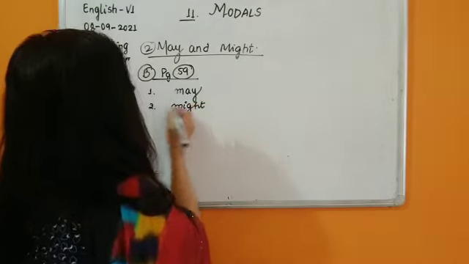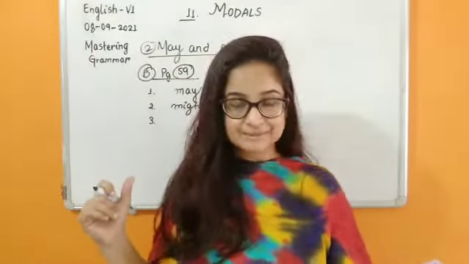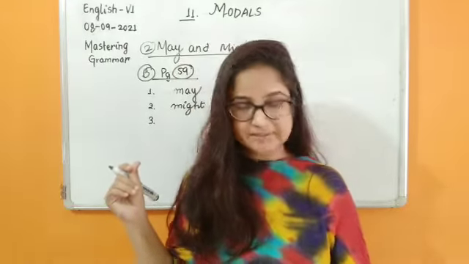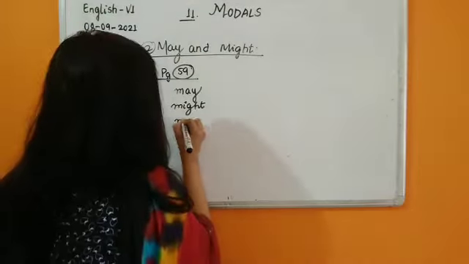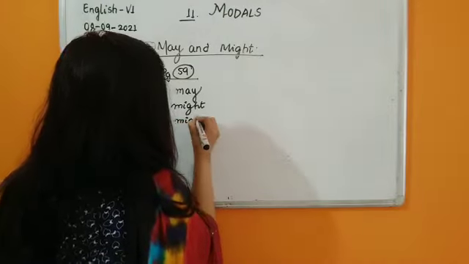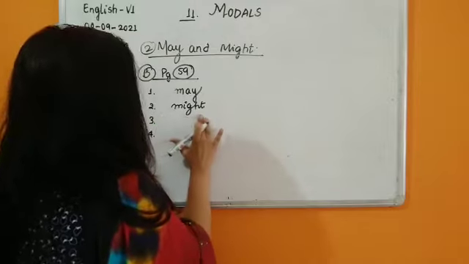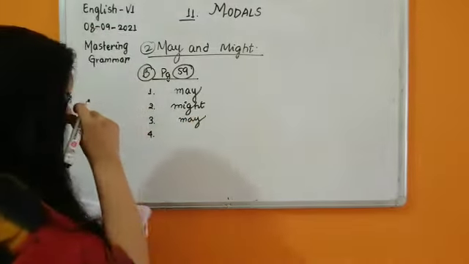And also there are some rare chances. For rare chances we can use might. Number 3. Wednesday dash be a holiday. Wednesday might be a holiday. Okay, so I think the most suitable is may. Wednesday may be a holiday.